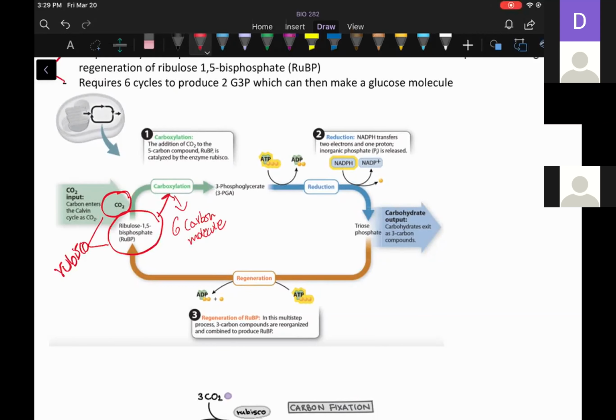Okay, so once we have our 6-carbon molecule, it's going to get split into a 3-carbon molecule, which is known as 3-PGA. Since it's a 6-carbon molecule, we're going to get 2 of these. So when you add that together, it's going to come out to 6, right? So that's what the carboxylation part does. Does that make sense? Any questions on that?